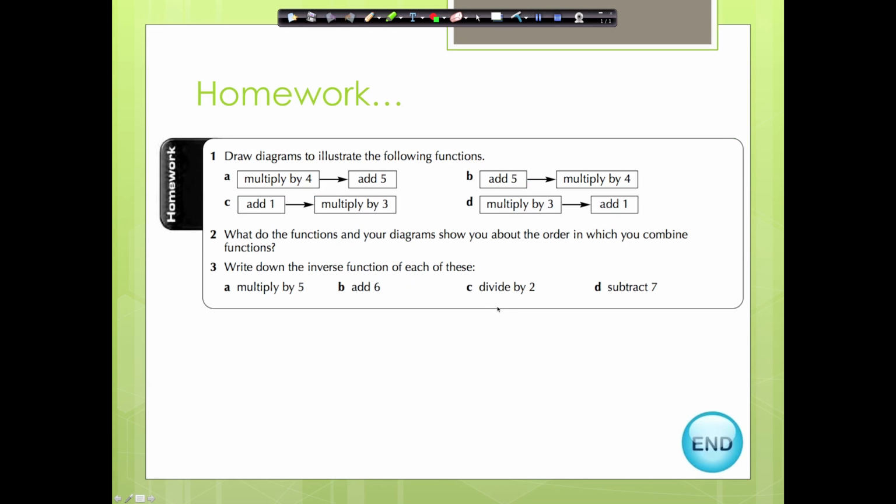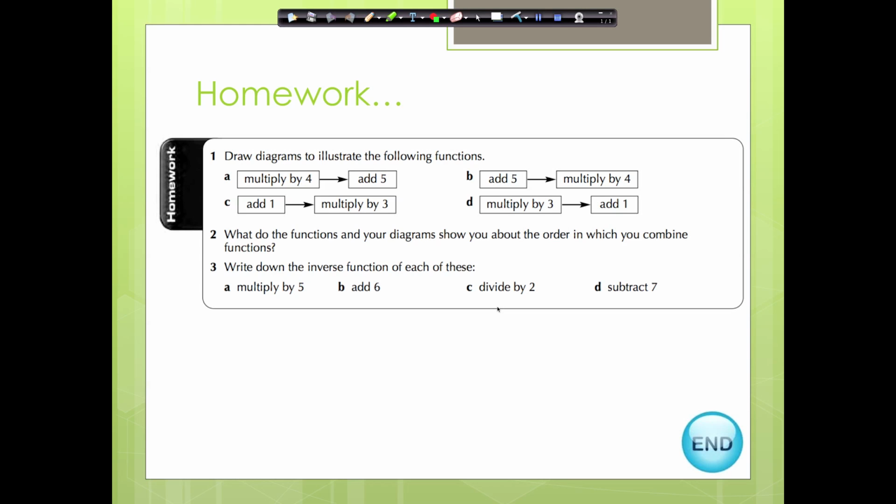Okay, something for you to try. It's a little bit of homework. You're going to draw diagrams to illustrate the following functions. So you need to put in your input and outputs. And then what do the functions and your diagrams show you about the order in which you combine the functions? And then the last question, write down the inverse function of each of these. So it's quite a simple homework.